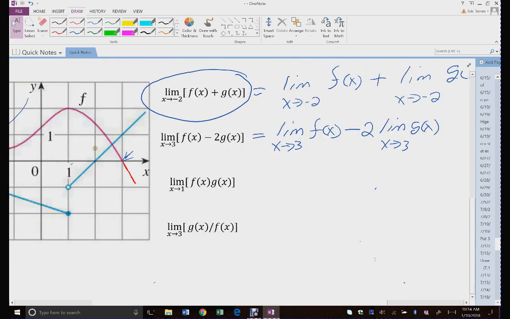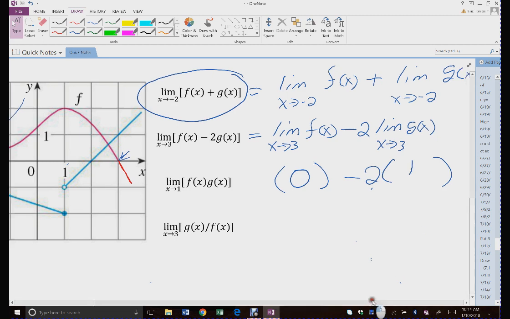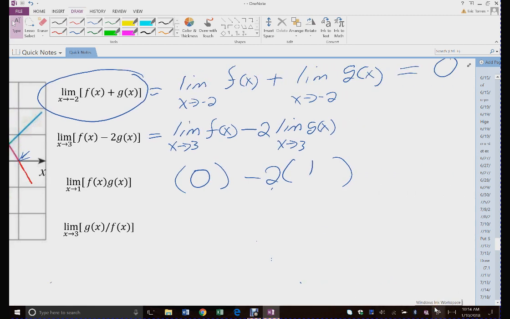Let's see, the limit of f of x. Here's f of x, and it's approaching 0 as x approaches 3. Minus 2 times the limit of g of x as x approaches 3. So here's g of x, 1, 2, and it's approaching the value 1. So now I can take that 0 minus 2 times 1 to get my final answer, which is -2.